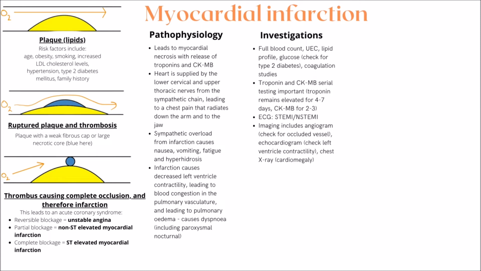So in FBCs, we would look for troponins and CK-MB released from myocardial necrosis into the blood, and this requires serial testing. Troponin, unlike CK-MB, is specific to myocardial necrosis. However, elevated CK-MB is useful to detect reinfarction due to its relatively early clearance. Lipid profile, glucose for type 2 diabetes, and coagulation studies will also give an indication of the risk factors and the development of a thrombus in the heart blood supply.